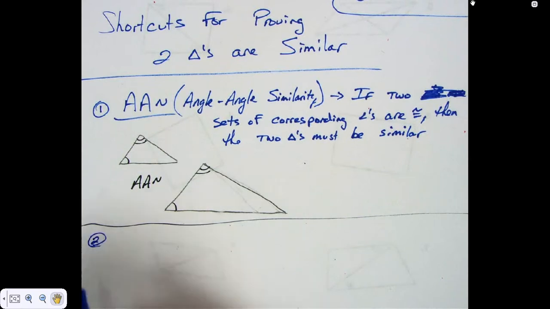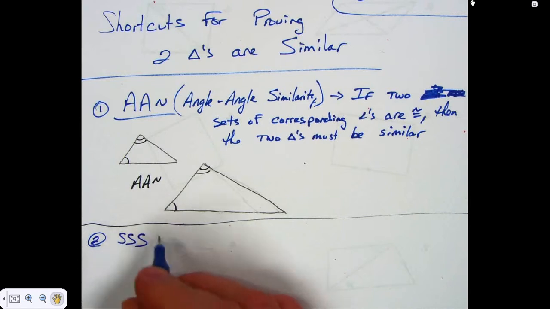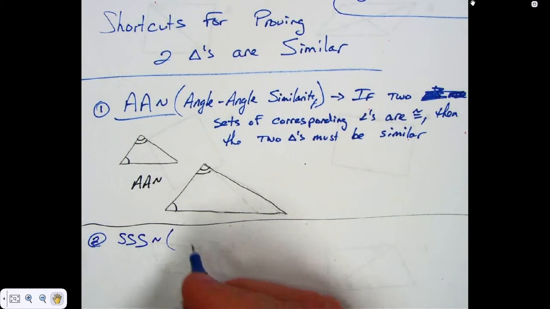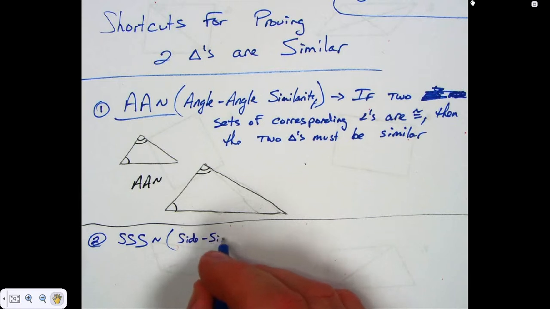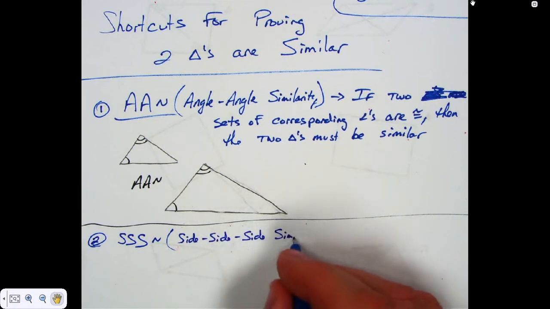Your second theorem. Well, the abbreviation for it is this. I think you all can guess what this means. It means side, side, side, similarity.